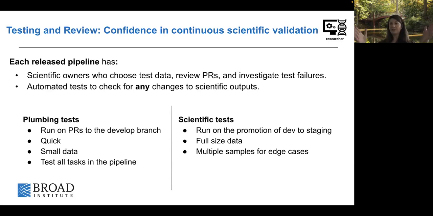So we have 3 branches in place, a develop, a staging, and a master. And so any changes that are made to a pipeline initially go to our development branch in GitHub. And so every time someone tries to push up a change to this branch, we run quick plumbing tests that use small data. And this is going to test all the tasks in a pipeline to make sure that everything is still working the way we expect. Before we push up to master and release a pipeline, we run scientific tests.